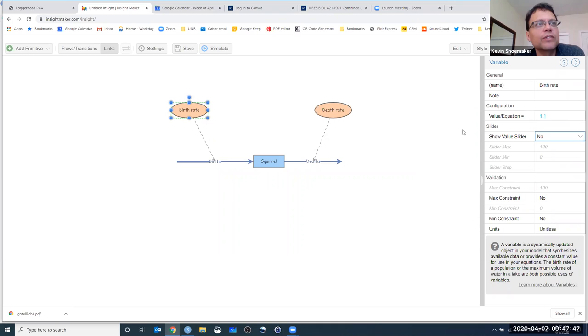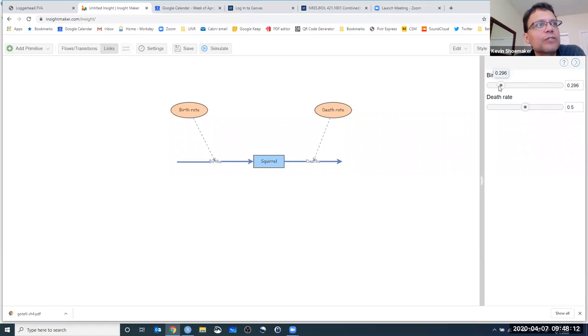Now, one other thing that you might want to add is what's called a value slider, which makes it easier to change these vital rates. So for the birth and death rate, I'm going to add a value slider. And here, I'm going to change the maximum to 2 for the birth rate. For the death rate, you can't really have more than a 100% death rate, so I'm going to change the maximum to 1. And so now I can just fiddle around with these rates here.